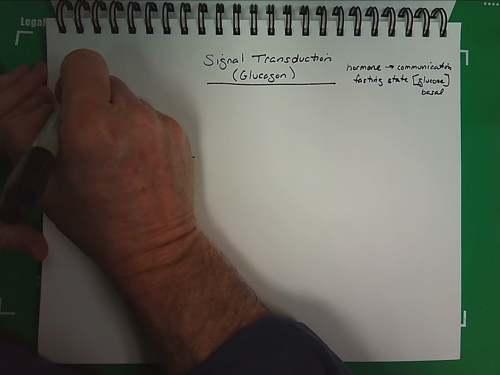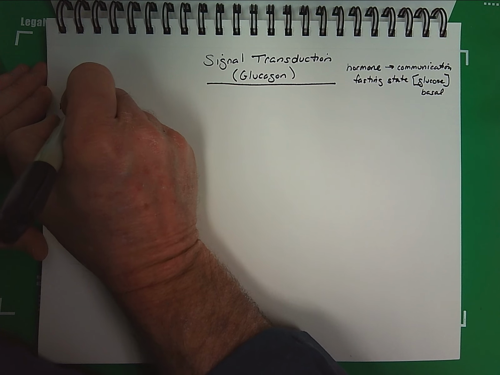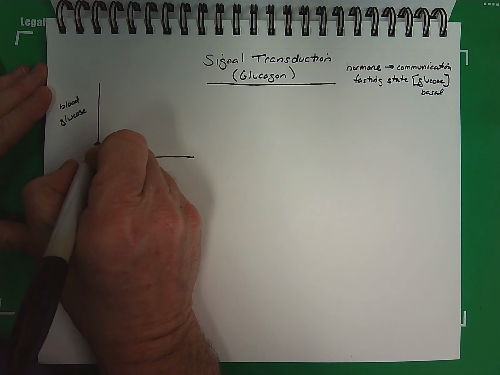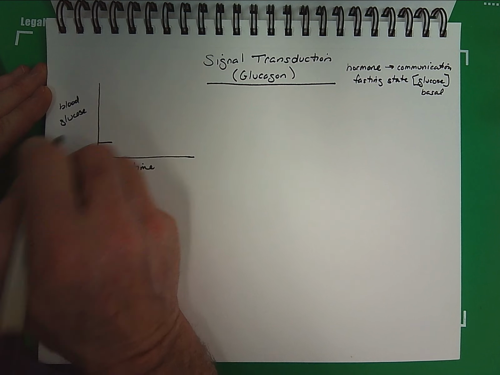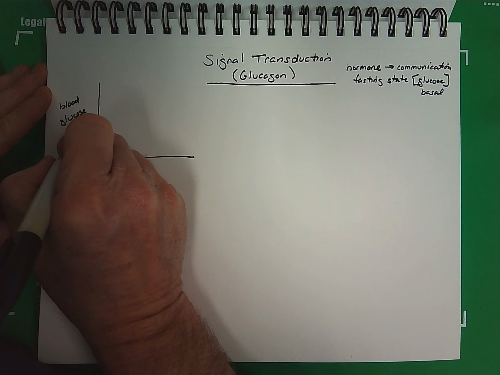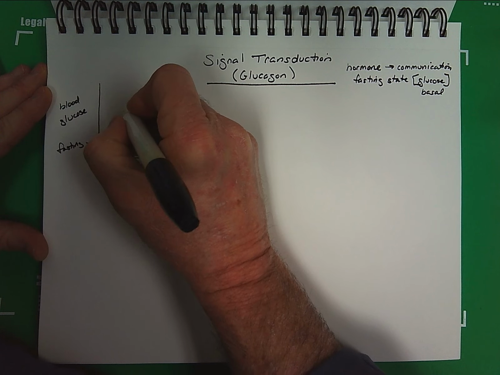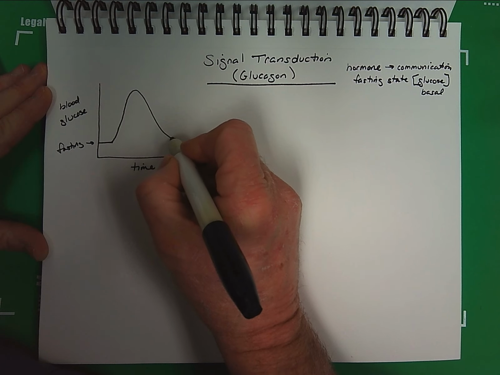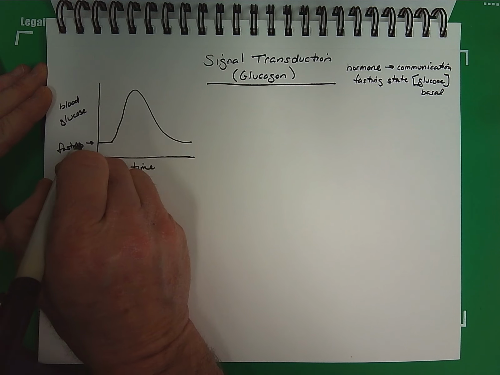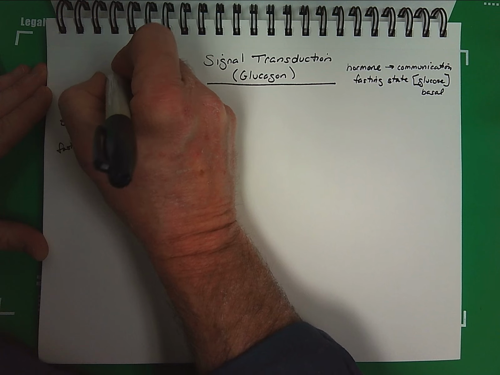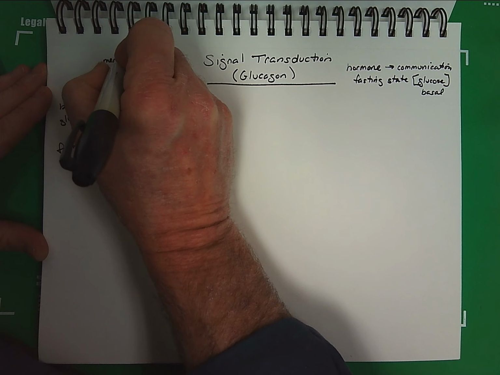If we measure our blood glucose levels at fasting levels, we'll see there's a normal fasting level. And then at mealtime, this goes up rapidly and then gradually declines back to our fasting levels. So here again is mealtime.